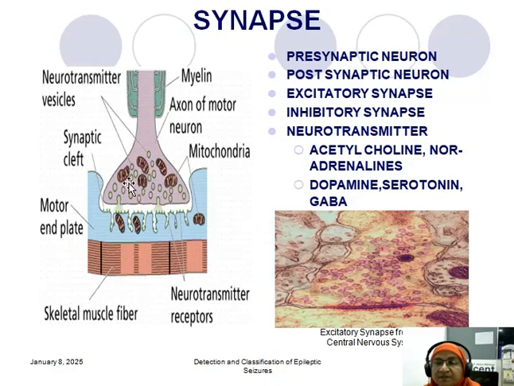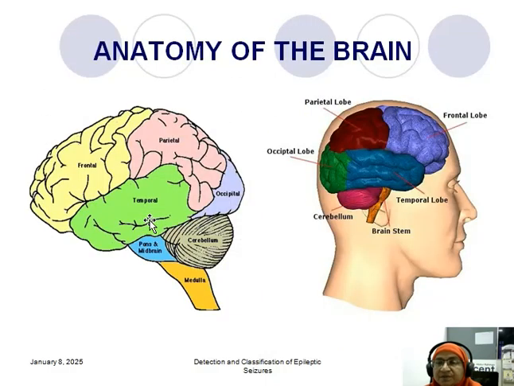Here the chemicals will come, the information will come here, and the cleft will open. This chemical will be transmitted through the cleft. That will be received by the receiving postsynaptic neuron, and the information will be sent to whichever portion it is going to. So this is how a synapse happens between the neurons.